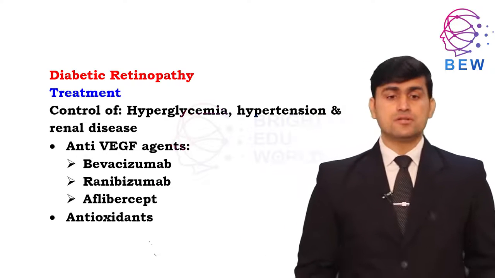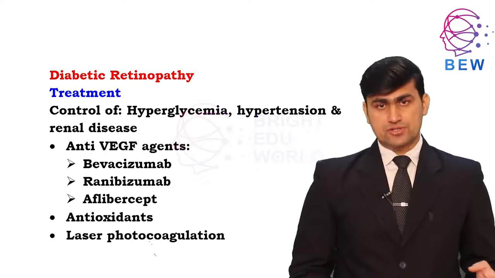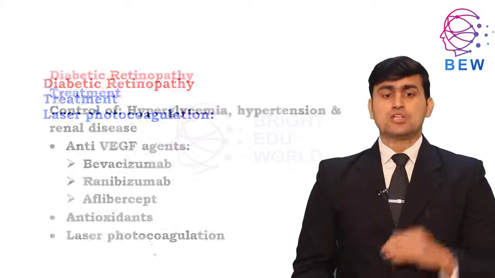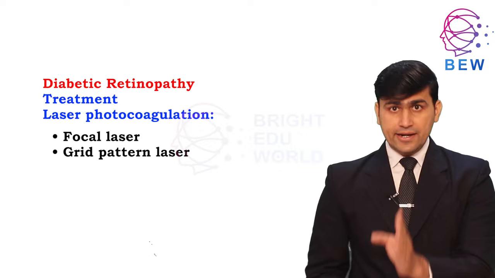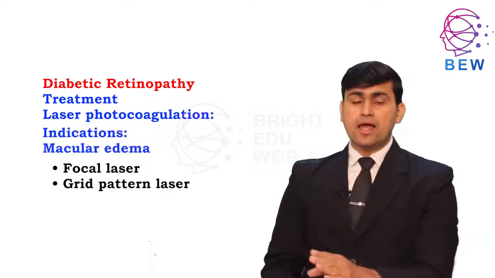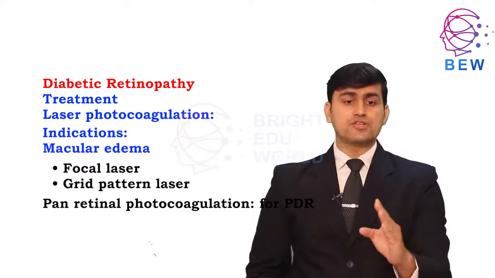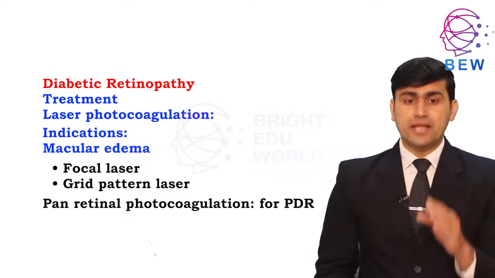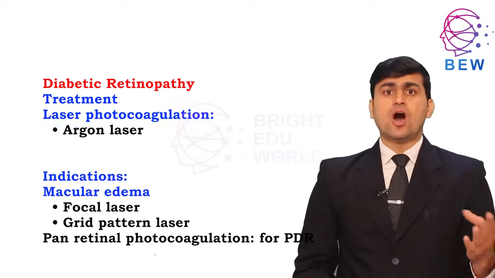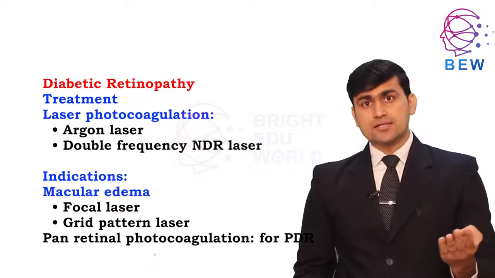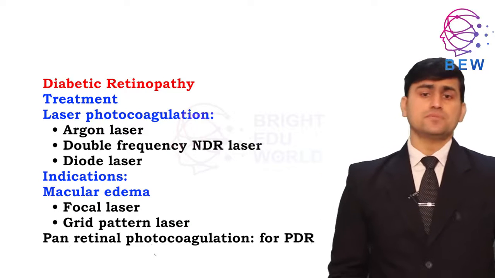Then antioxidants and laser photocoagulation, which is the mainstay of treatment. Laser photocoagulation can be in the form of focal and grid laser for macular edema and pan-retinal photocoagulation for proliferative diabetic retinopathy. This laser photocoagulation is done with argon laser or double frequency Nd:YAG laser or diode laser.